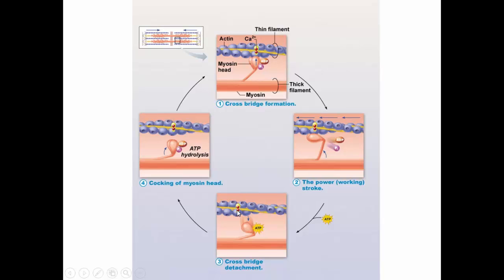Then if there is ATP present, it will recharge the myosin head, causing it to detach, go back into its cocked position, and as long as there are myosin binding sites on the actin, it will reattach and power stroke. So we're going to continue to move that actin toward the midline. That's going to shorten the sarcomere. That's going to shorten the muscle.